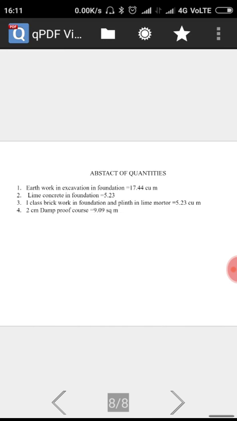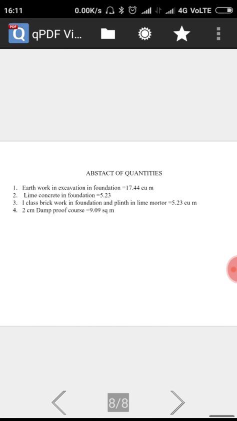So this is the abstract sheet. Earthwork in excavation in foundation is 17.44 meter cube. Lime concrete in foundation is 5.23 meter cube. First class brickwork in foundation and plinth in lime mortar is 19.76 meter cube. The 2.5 centimeter DPC is 9.09 square meter. So the items of work are calculated.